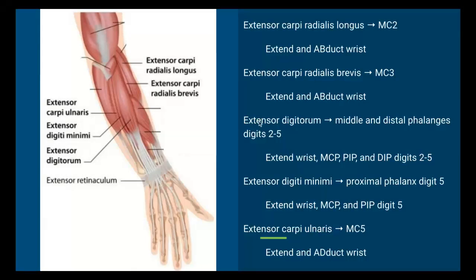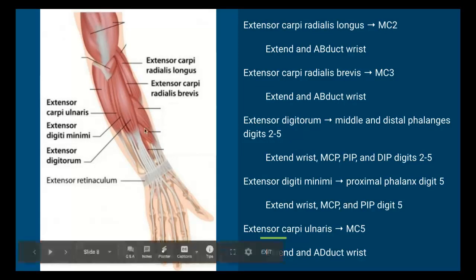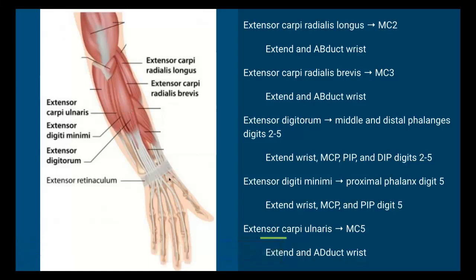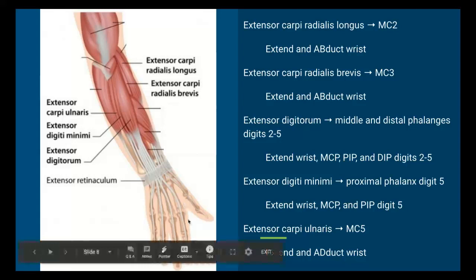Next, we have the extensor digitorum, and that's going to be kind of this bigger muscle here. I always felt like it was very prominent and very striking to see in person. And the extensor digitorum is going to be inserting on the middle and distal phalanges of digits 2 through 5. So it's not going to be acting on the thumb, but it's going to be acting on everything else.